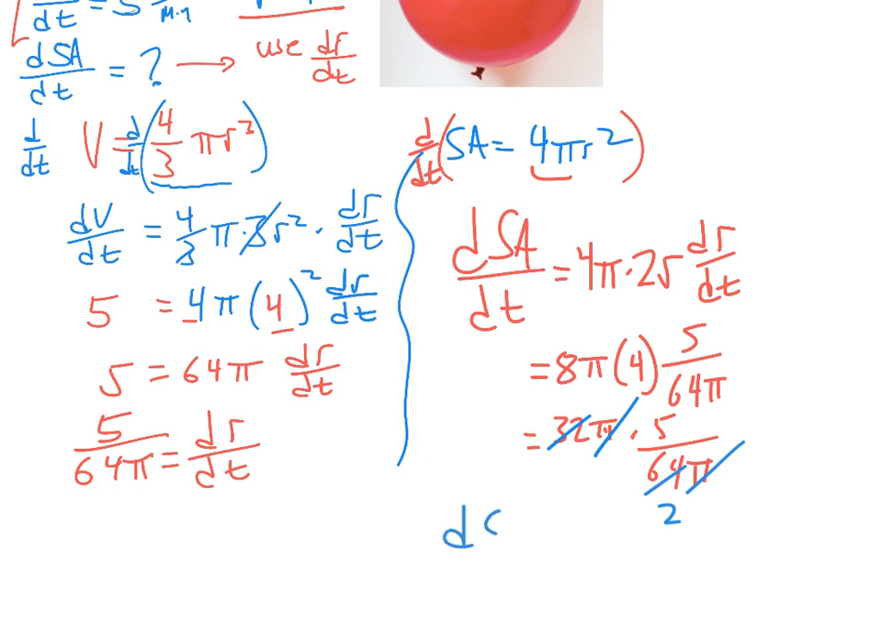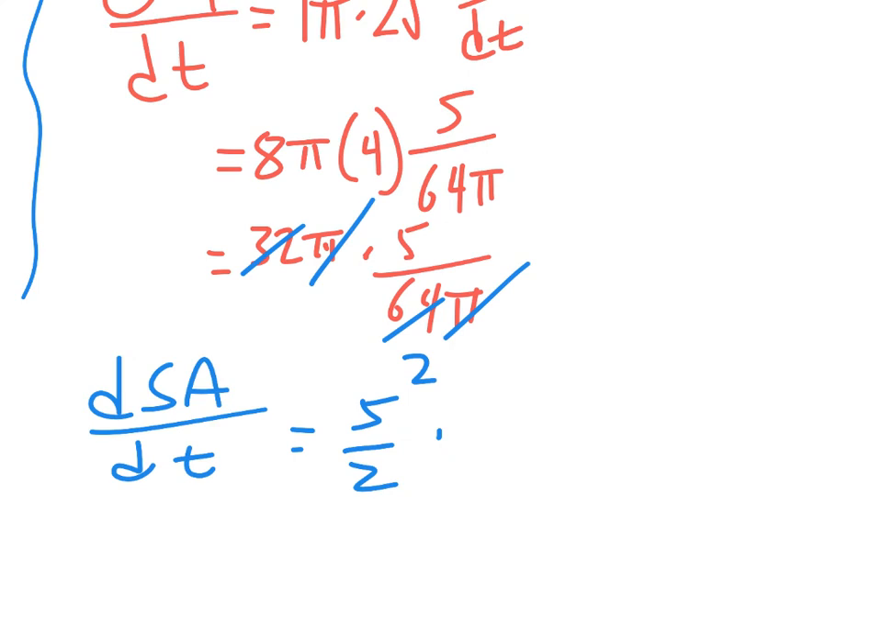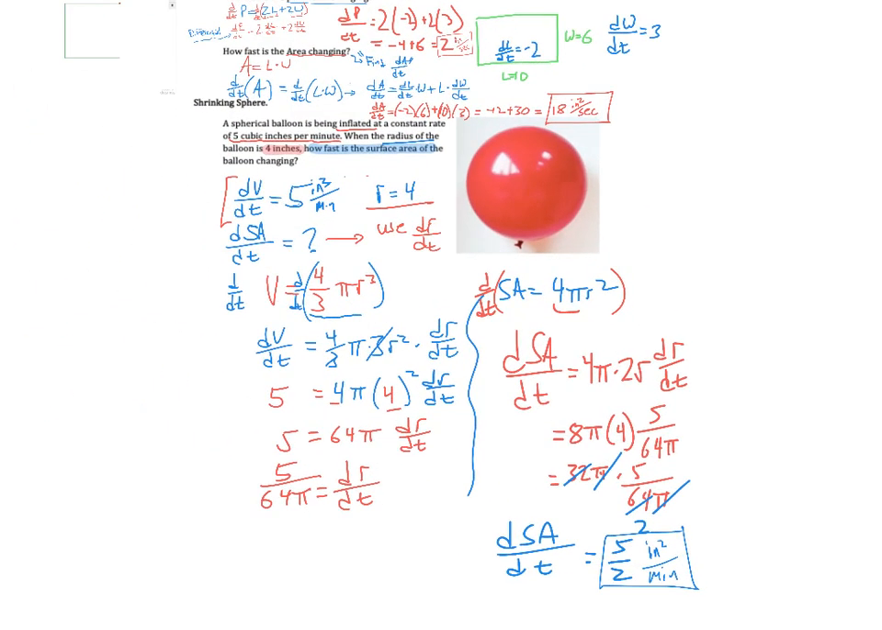So the derivative of surface area, the change in surface area with respect to time, is going to be 5 halves. And this is area, so what are our units here? Inches is inches, so this would be square inches per minute. And that's the change in the surface area. So that's the idea there.